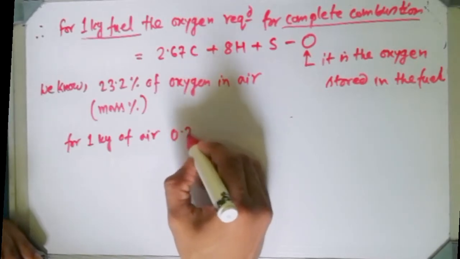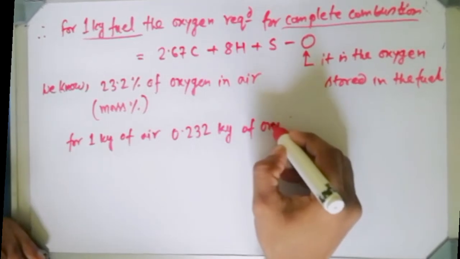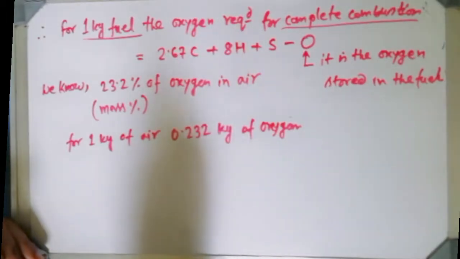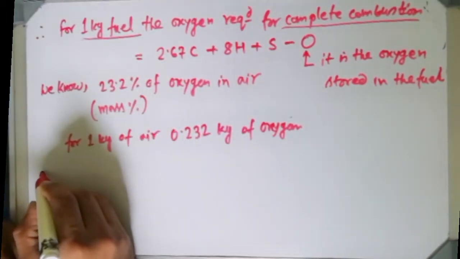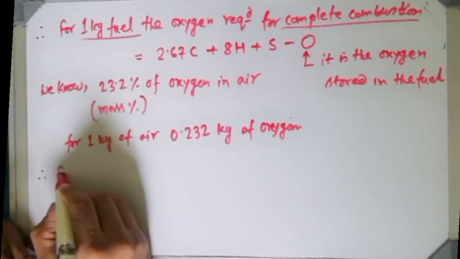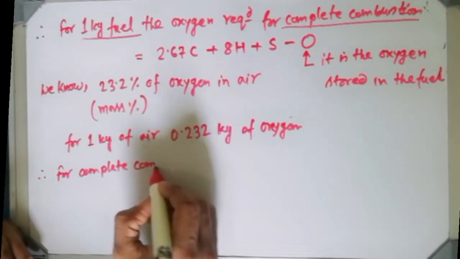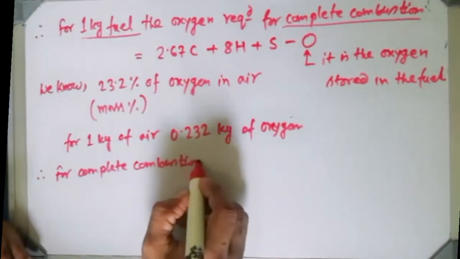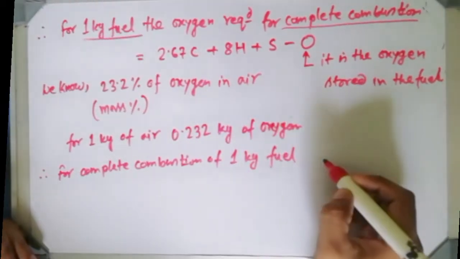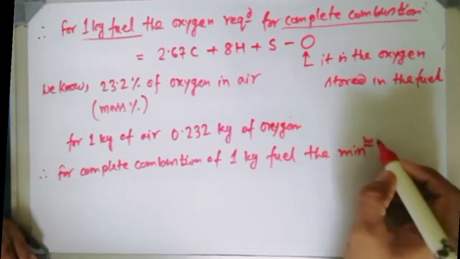So from here, what we can see is that for complete combustion of 1 kg of fuel, it is the minimum amount of air that we are going to find out. The minimum amount of air is also known as the theoretical amount of air.